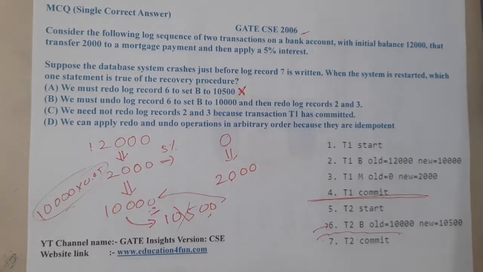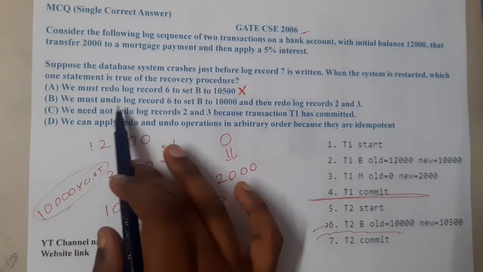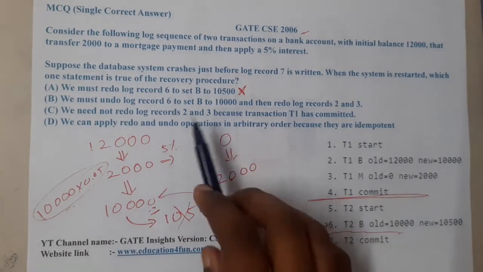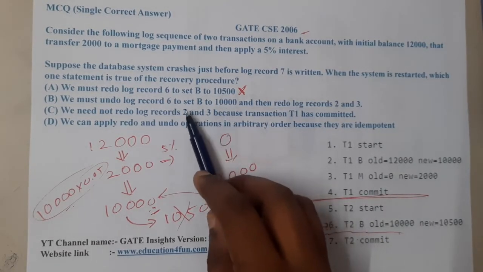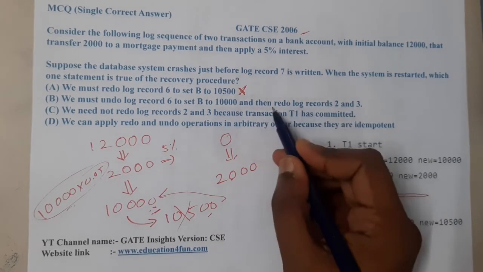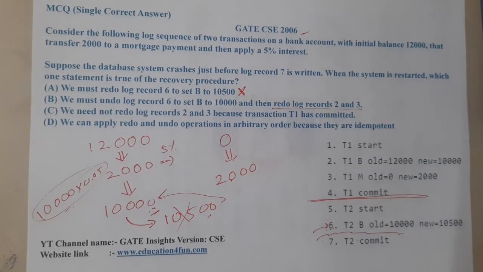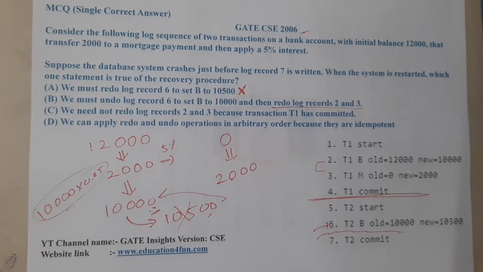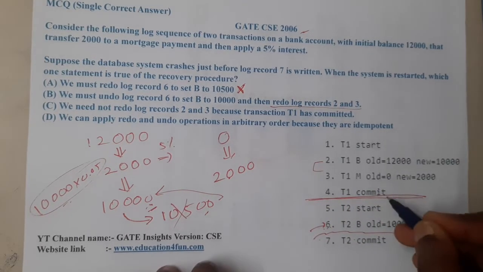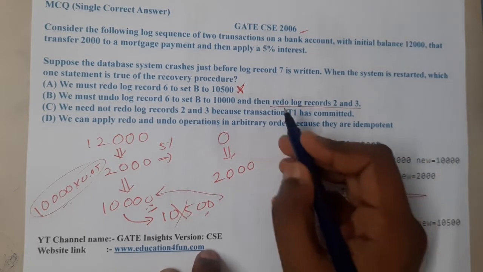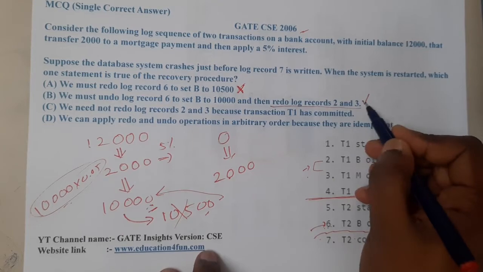Now moving on to option B, I am agreeing with option B. We must undo log 6, so now we are going to undo this particular thing to set B equal to 10,000 and then redo log records 2 and 3. My doubt is, do we really need to redo these things, guys? The answer is no, because it is already committed. I think there is no mandatory need that it should be done, but if you want, you can redo them. So this could be the correct answer.